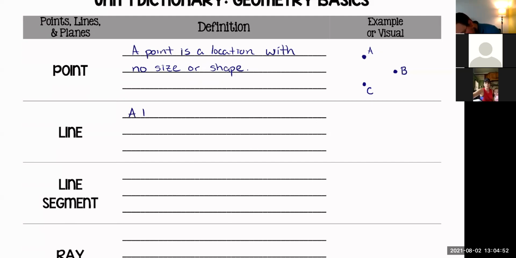Next on our list here is line. So a line is made up of infinitely many points and has no thickness or width.